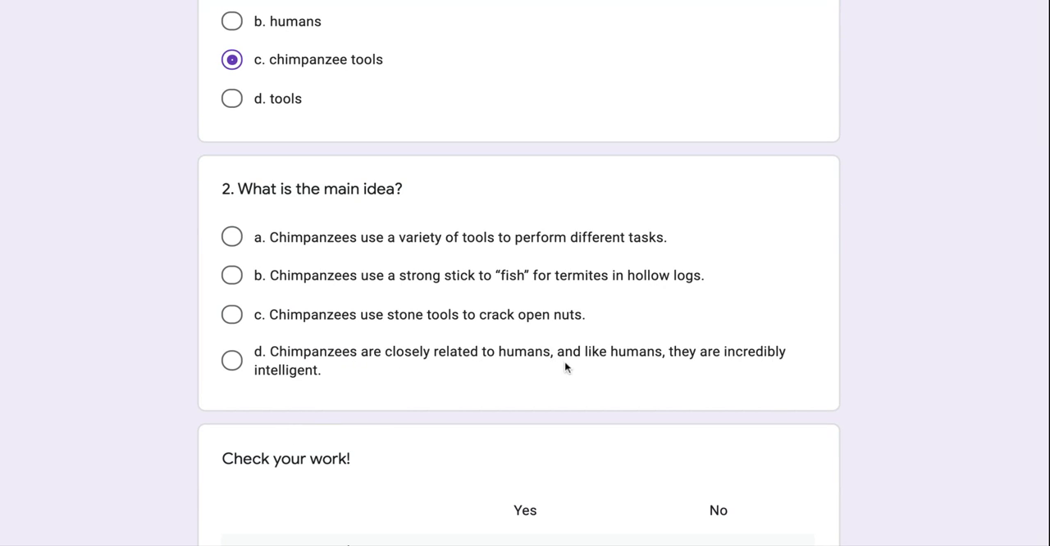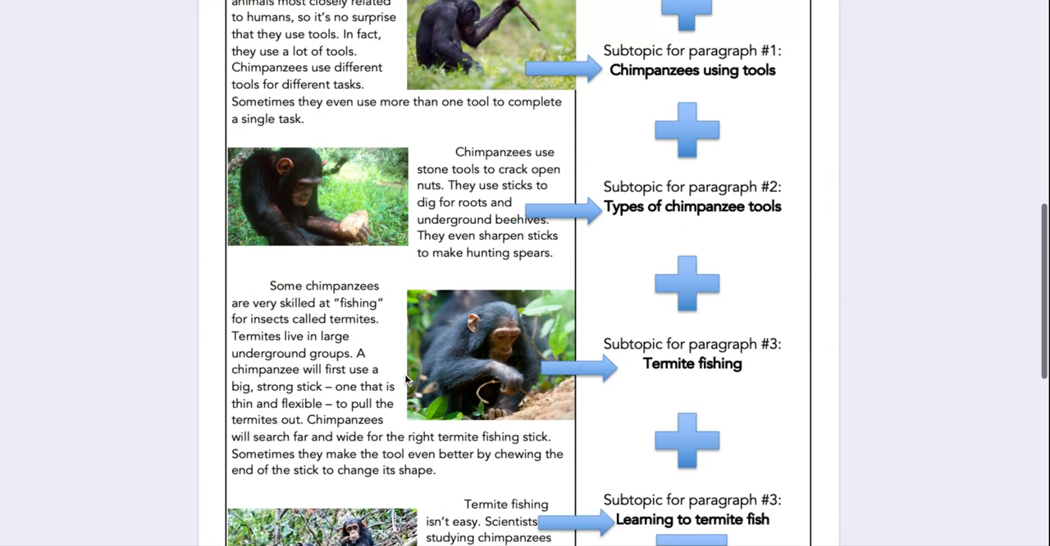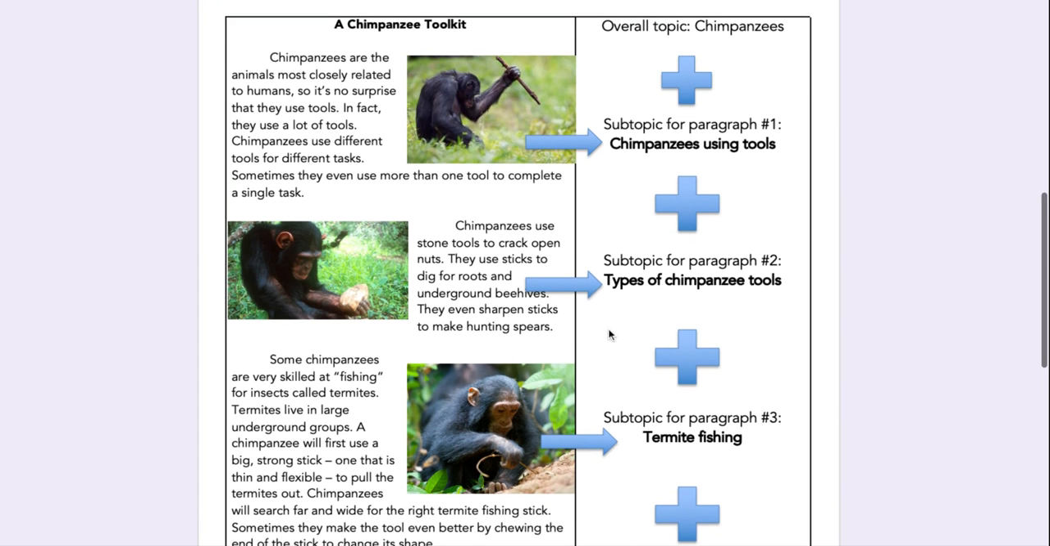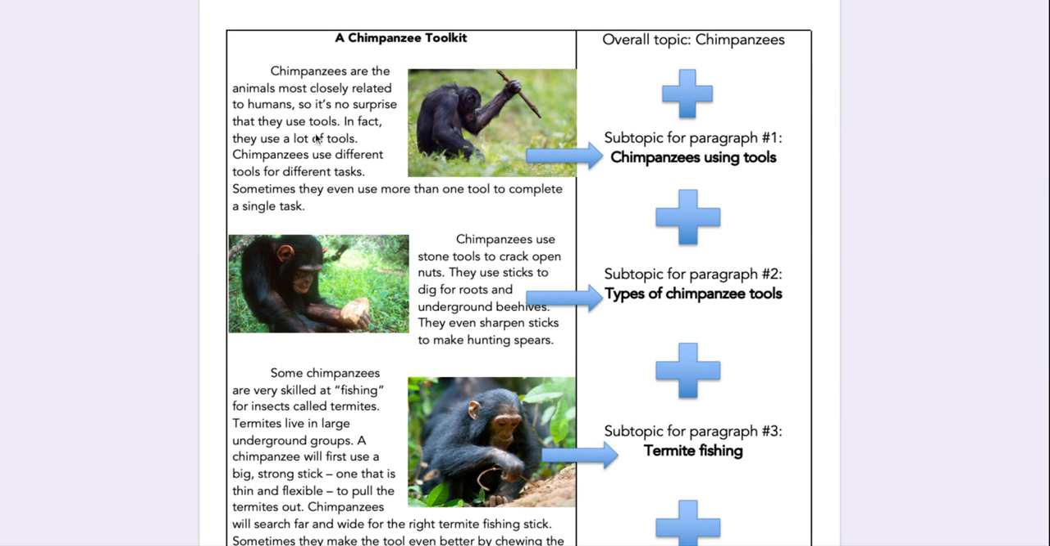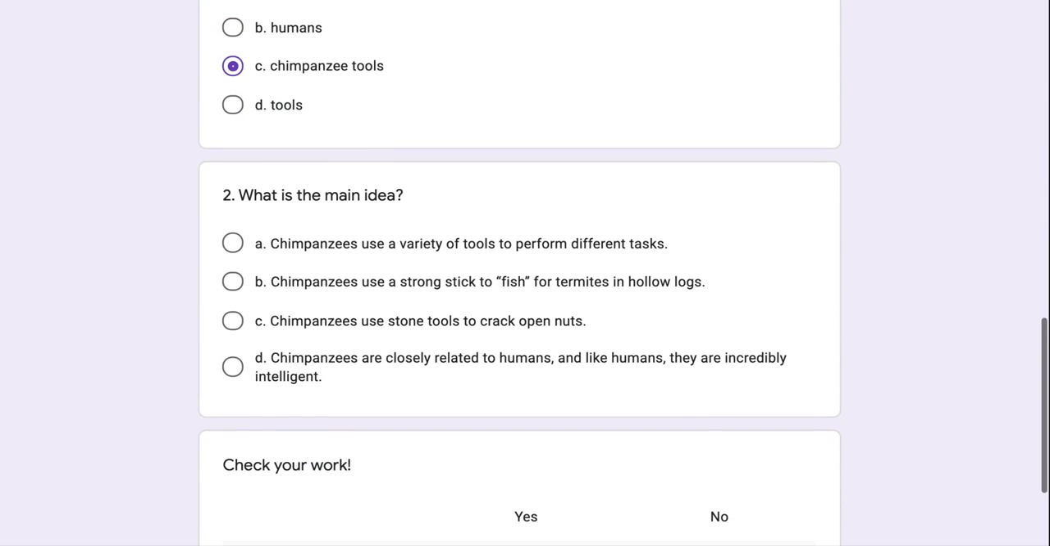D. Chimpanzees are closely related to humans, and like humans, they are incredibly intelligent. I don't see much here talking about them being incredibly intelligent. I do see that it says they're closely related to humans. However, since that's introducing new information that was never in the text, I can't even use paragraph 1 to support it. I think D is definitely some trash.